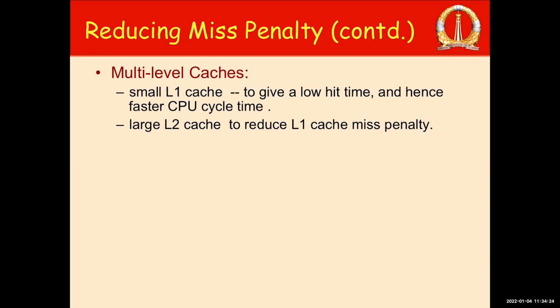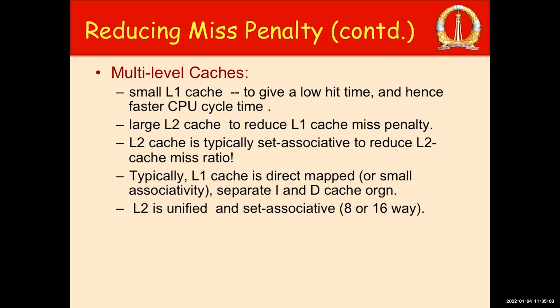The lower level cache, the L1 cache, gives you a low hit time. The low hit time is really important because it is often linked to the processor cycle time. Therefore, you want your L1 cache to have a hit time which is closer to the processor cycle time. Whereas the L2 cache is larger and has fewer misses, or a lower miss rate, and it can satisfy L1's miss penalty much faster compared to memory.